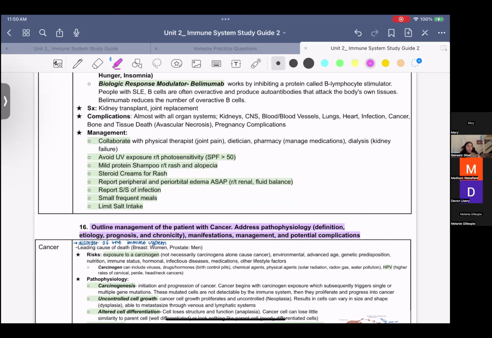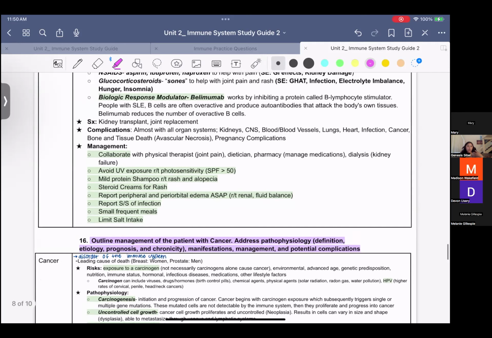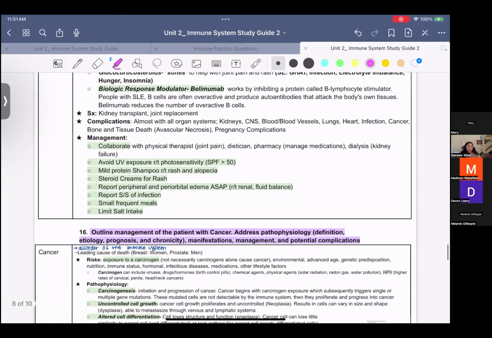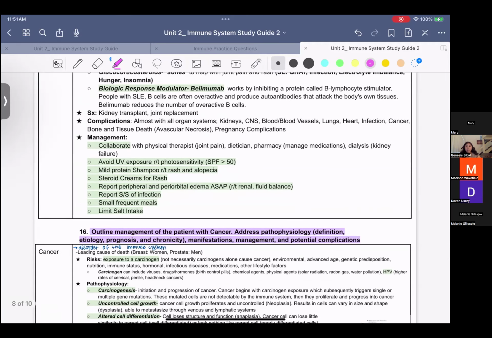Management: collaborate with your PT about joint pain, dietitian, pharmacy to manage those medications with the kidney dysfunction with NSAIDs. Same thing with the steroids because of the infection, dialysis, obviously for if you're having kidney failure. Avoid UV exposure. That's another thing she mentions, and that's because of the photosensitivity that happens, right? And that makes sense because you're having that side effect of photosensitivity. So yeah, just make sure you're wearing SPF. It has to be above 50, specifically something they point out.